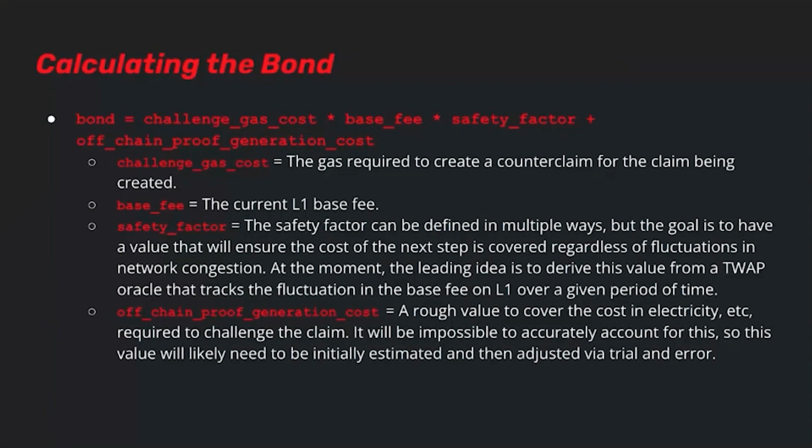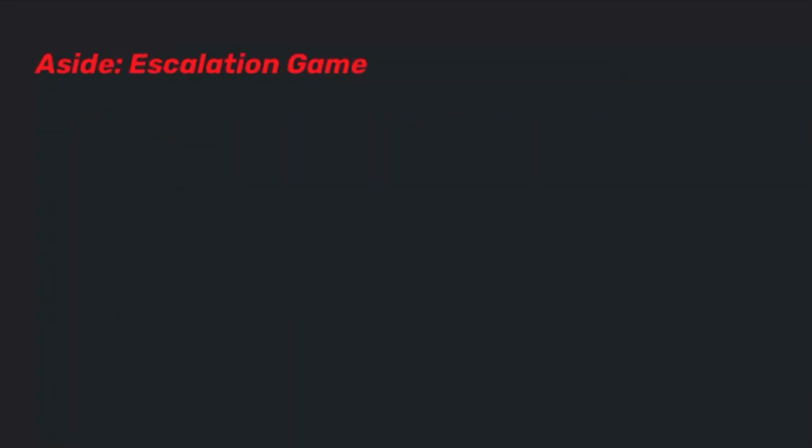And then off-chain proof generation cost. This is kind of the roughest one of all, which is that it's a rough value to cover the cost in electricity, hardware, etc. required to challenge that claim. And so it'll be impossible to actually accurately account for this. So we're going to probably need to initially estimate it, and then it'll be adjusted via trial and error. The whole point is that this bond should always, under every single circumstance, be able to cover the cost of the next possible counterclaim.